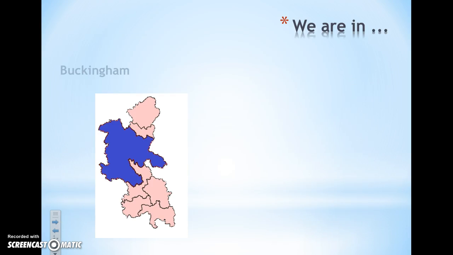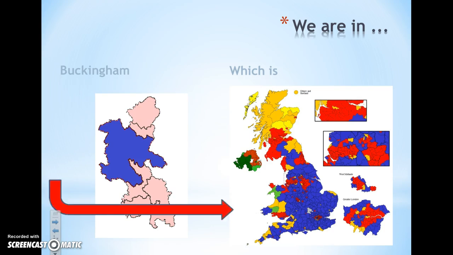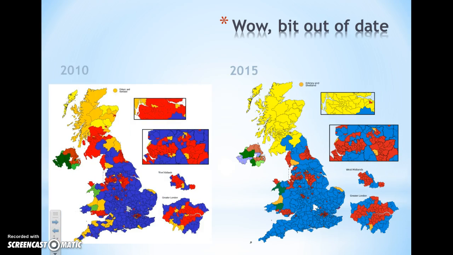So, here we are. We're in Buckingham, and Buckingham is weird. You'll notice, there we are, that Buckingham isn't a colour, and that's because our MP is Bercow. Yeah, that map was a bit out of date. That obviously is 2010, and here we are in 2015.